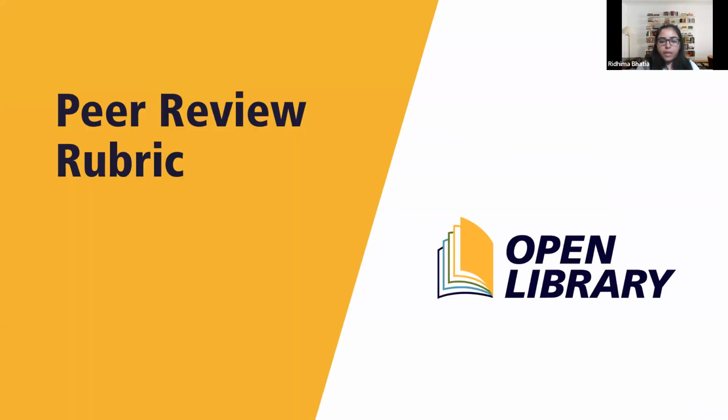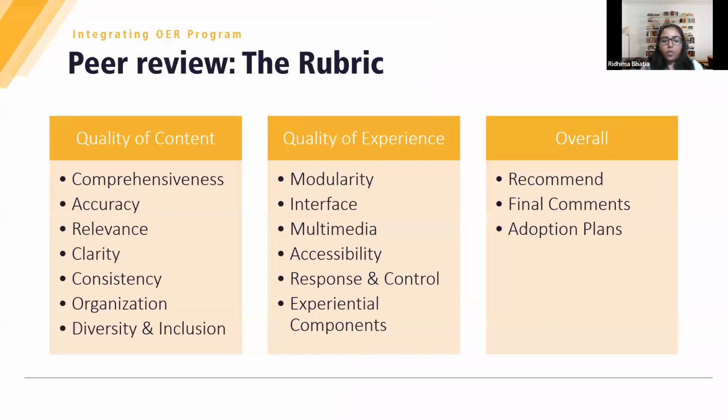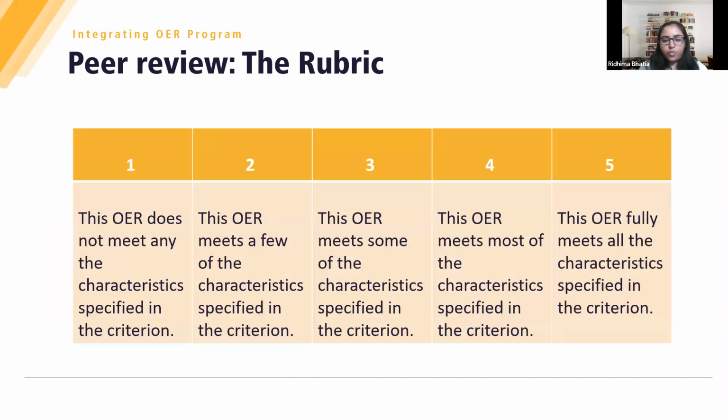Yes, thank you, Mary. So the peer review criteria are divided into 3 sections: the quality of OER content, the quality of OER experience, and finally the overall category with the final comments. So you probably suspect, because we have looked at the peer review before, we are looking at the rating of each criteria on a scale of 1 to 5. 1 means this area doesn't meet any characteristics specified in that criteria. And 5 is this OER fully meets the characteristics specified in that criteria.